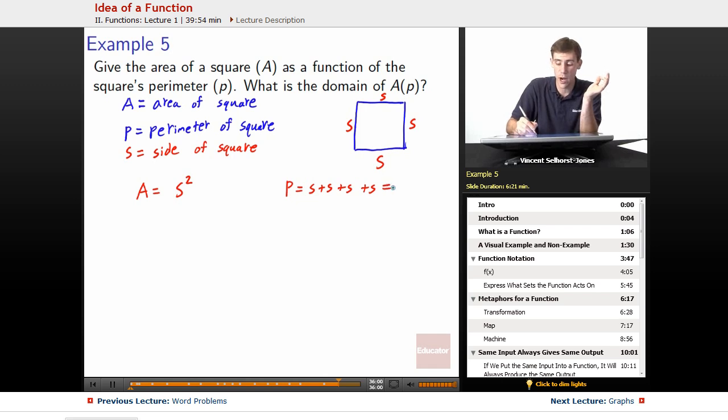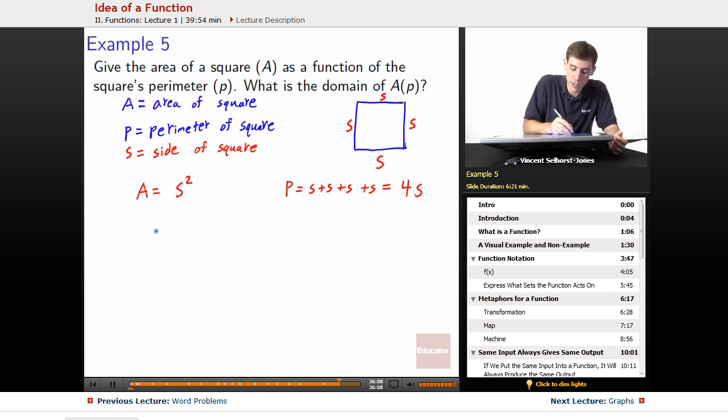All of the sides of our square are 4s. So now we've got a way of being able to have area talk to perimeter. Area equals side squared. Perimeter equals 4 times side. So perimeter over 4 equals side.